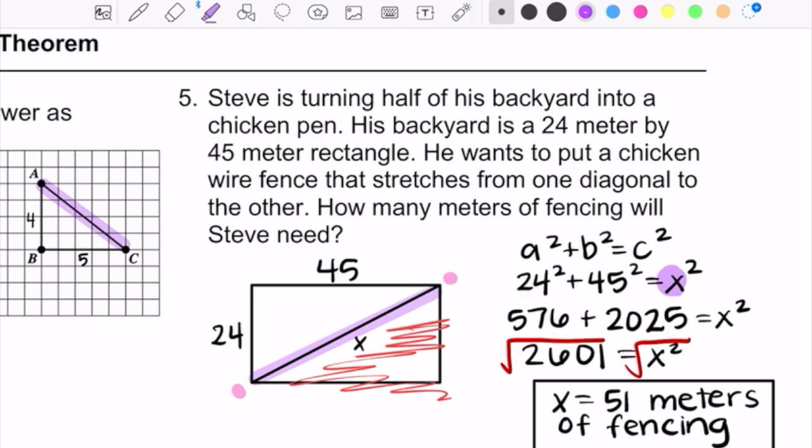And then they're on the same side of the equal sign, so I add them up. And then I take the square root of both sides. And believe it or not, 2,601, when you take the square root, it is a perfect square. It's not one of the ones we've memorized, though. You get 51 as your answer to the question. And so if he was trying to put a fence from corner to corner across his rectangle backyard, he would need exactly 51 meters of fencing to complete the job.